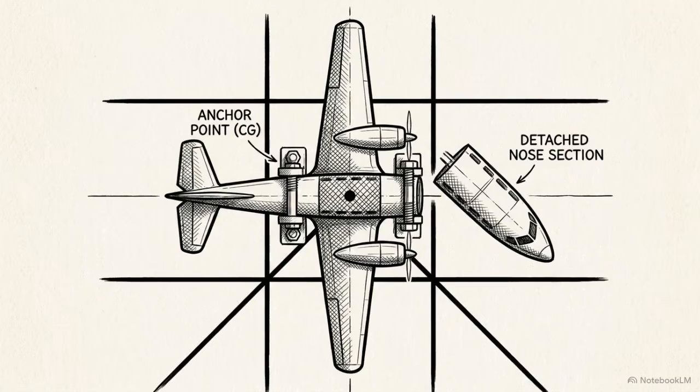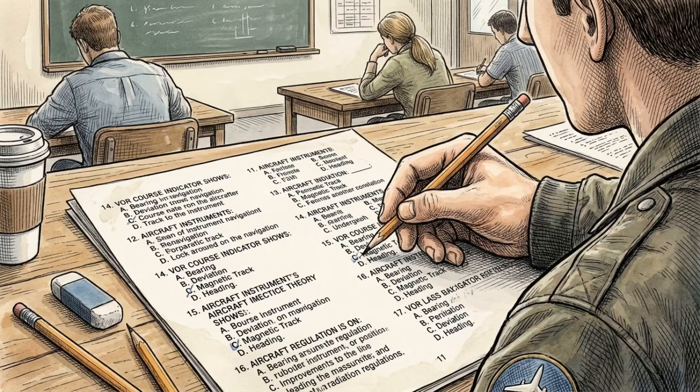Your precise physical coordinate in three-dimensional space is what dictates your radial. Your orientation does not. Once you internalize this geometric model, the standard aviation exam questions become simple to decode.